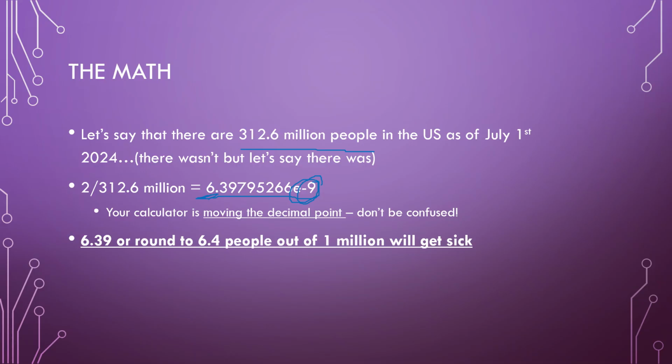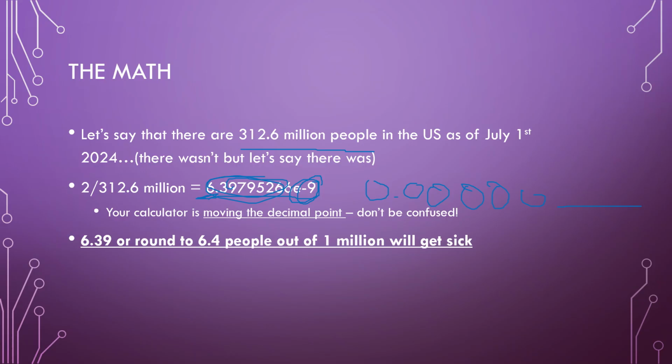Or it's going to give you 0.00000 and so on until you get to the actual number part. But it's a very small decimal. We just need to change where the decimal point is and make it something like 6.39, or you could round and put 6.4. And then the way we would phrase it is 6.4 people out of 1 million will get sick with whatever this disease is.